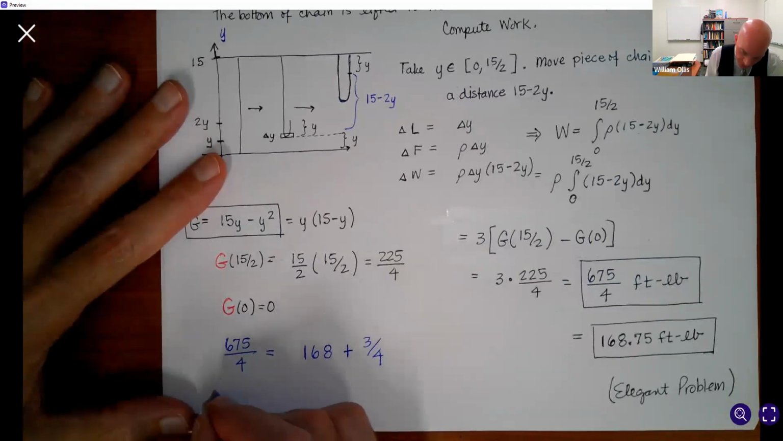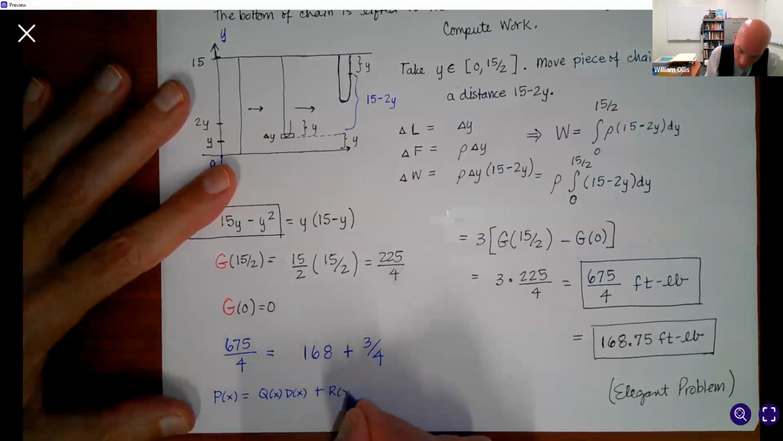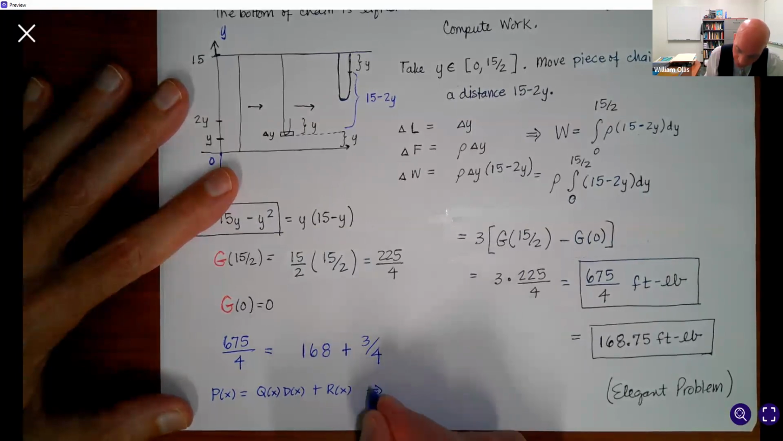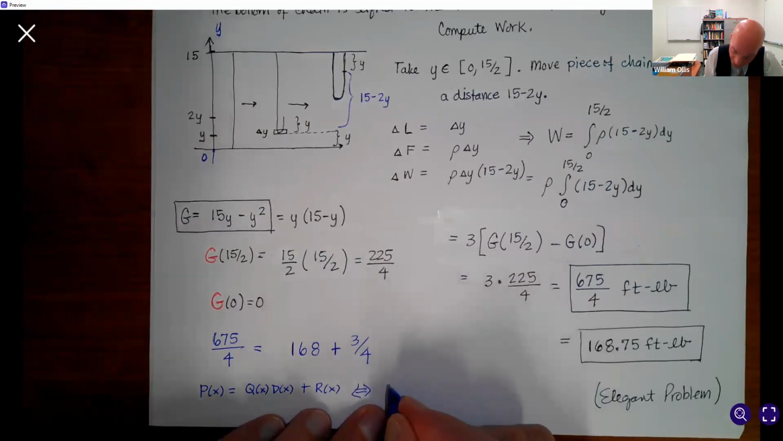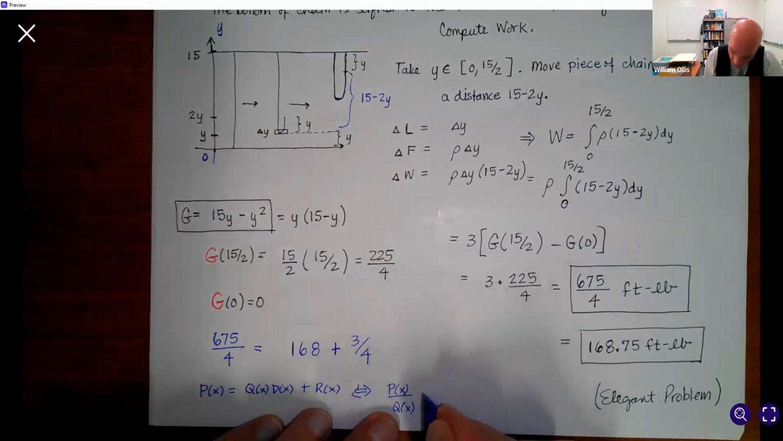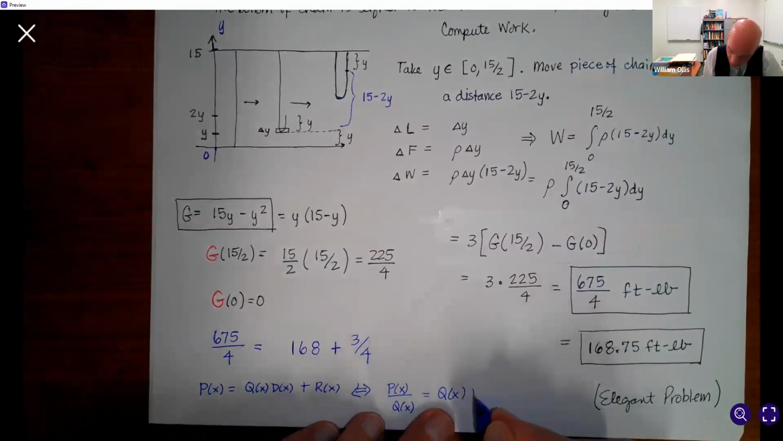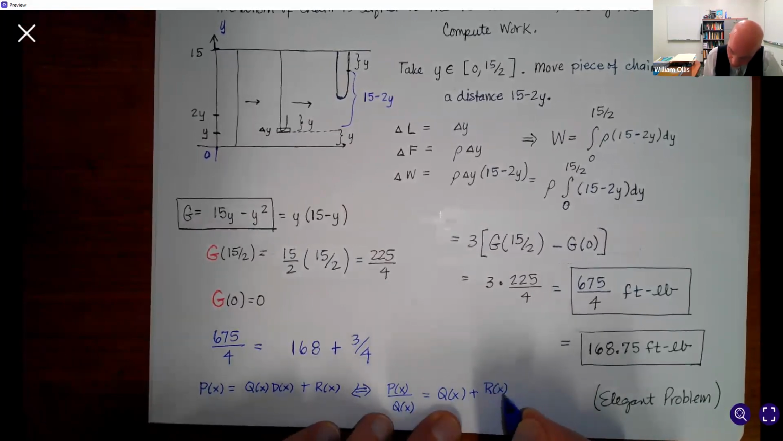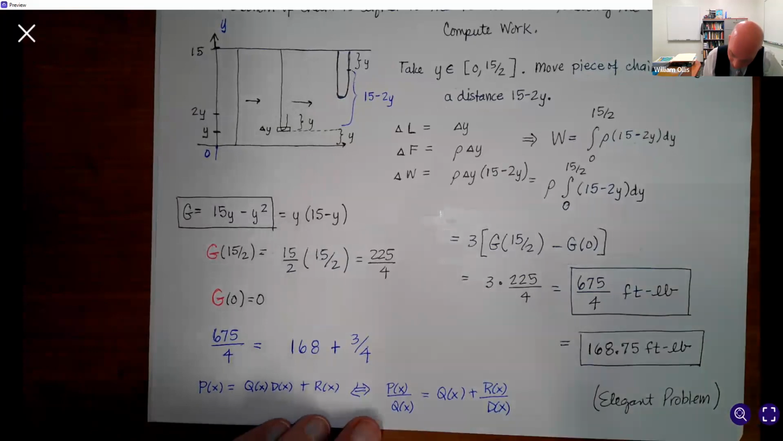You can say P of X equals the quotient times the divisor plus the remainder. That's one way to write it. But one way that we really like is we just go ahead and divide by the divisor. So we say P of X divided by Q of X equals, here now we've got the quotient plus the remainder divided by the divisor. And I'll get the D right here.